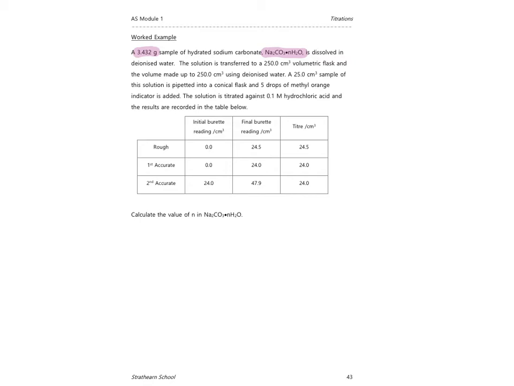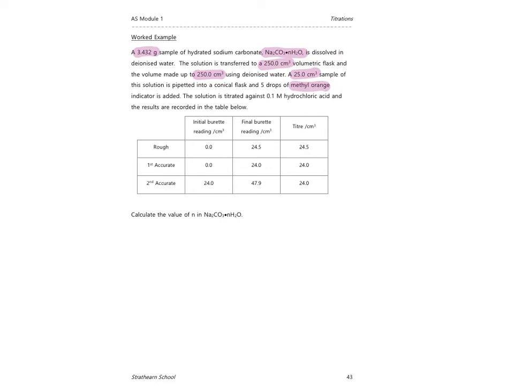So the solution is transferred to a 250 centimetre cubed volumetric flask and made up to 250 centimetres cubed using deionised water. You can highlight that as well, but that's part of the same part of the method. Then we take a 25 centimetre cubed sample. That's again important. And we pipette that into a conical flask, and our indicator is methyl orange.